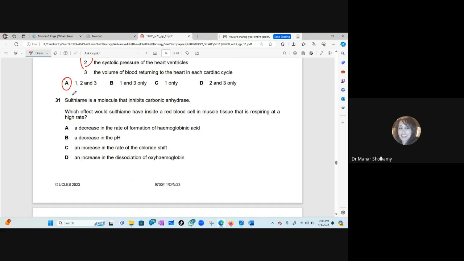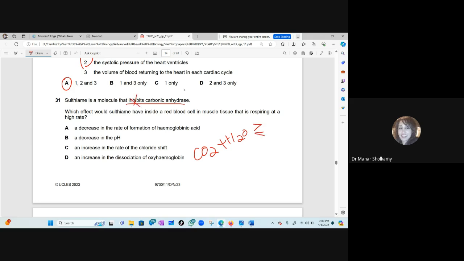Okay. Noor. Sulfame is a molecule that inhibits carbonic anhydrase. Which effect would sulfame have inside the red blood cell in muscle tissue that is respiring at a high rate? Can you remind me, Noor, what is the function of the carbonic anhydrase anyway? What does the carbonic anhydrase do? Catalyze the reaction between carbon dioxide and water to form carbonic acid. Correct.